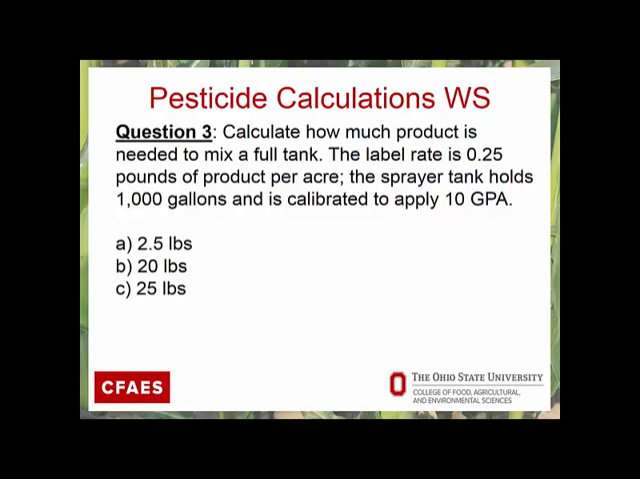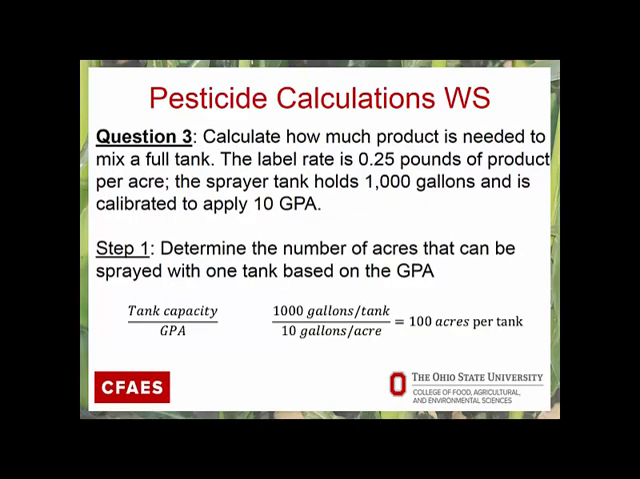Question 3, calculate how much product is needed to mix a full tank. The labeled rate is 0.25 pounds of product per acre, and your tank holds 1,000 gallons. Your spray volume is 10 GPA. Step 1 is going to determine how many acres you can spray with a full tank based on that GPA. So what you do is divide your tank capacity by the gallons per acre. 1,000-gallon tank divided by 10, you can treat 100 acres with a full tank.